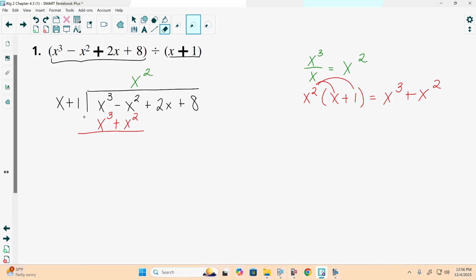Questions on this so far? And if you remember back to long division, once we got to this point, we would subtract. We're going to subtract the two from each other. And x cubed minus x cubed is 0. 1 minus 1 is 0, yes? Negative x squared minus x squared. Negative 1 minus 1 is negative 2 x squared. Questions on this here?